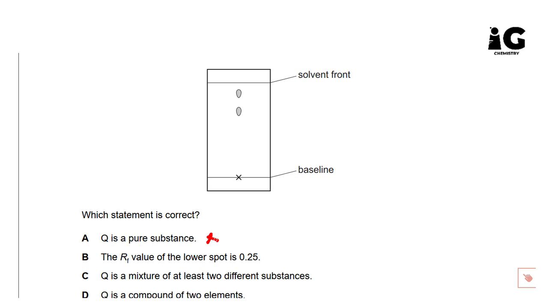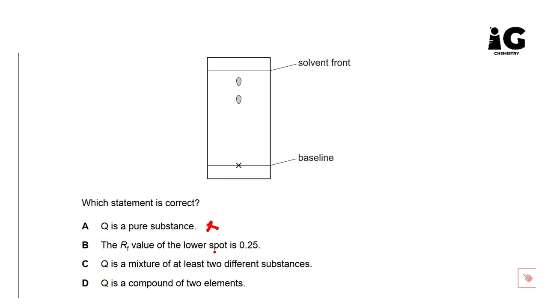The Rf value of the lower spot is 0.25. So this is the lower spot, this one. And if we take a line to the baseline, and then another line to the solvent front here, and divide this value by this, I think the value is not 0.25, it seems to be more than half, not 0.25, so this is also not correct.